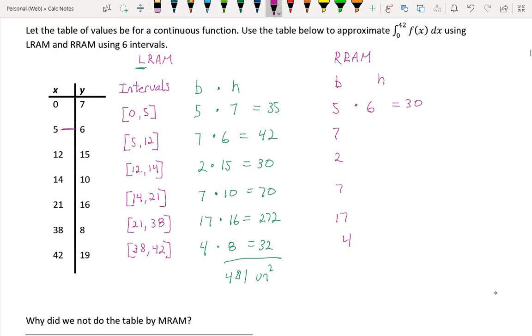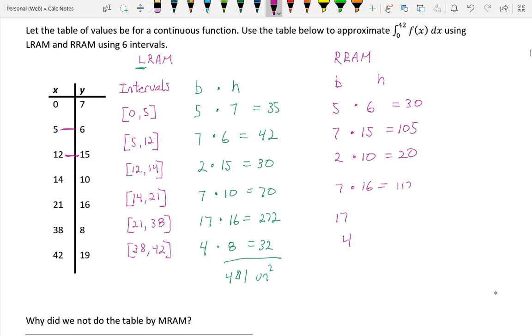On the second interval, my base is 7. I need the height at 12 this time. So that height is 15. So that's going to be 105. I go to my next interval from 12 to 14. I need the height at 14. That's going to be 10. So that's 20, 2 times 10. The next interval, I need the height at 21, so that's 16. I'm going to have to cheat on this one. I don't know what this is.